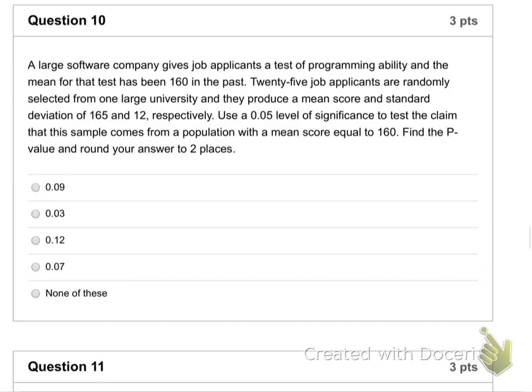Number 10. A large software company gives job applicants a test of programming ability, and the mean for that test has been 160 in the past. 25 job applicants are randomly selected from one large university, and they produce a mean score and standard deviation of 165 and 12 respectively. Use a 0.05 level of significance to test the claim that this sample comes from a population with a mean score equal to 160. Find the p-value and round your answer to 2 places. So it's another p-value. So we got to start with the claim, though.